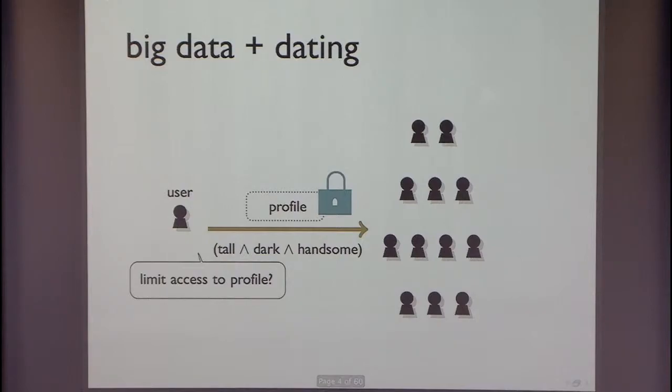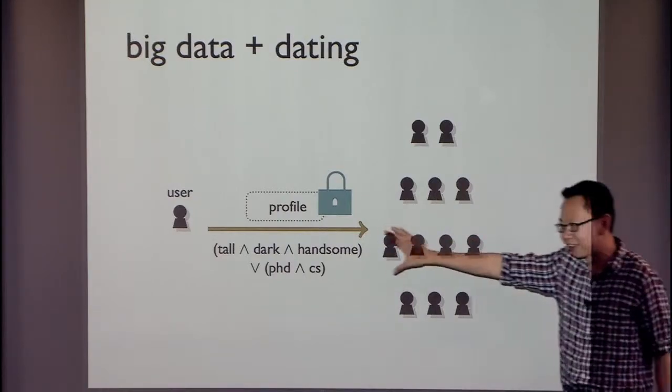So what ABE allows you to do is to encrypt the profile, and it does, in addition, specify an access policy. Think of this as specifying a dating preference, something very mundane like tall, dark, and handsome. But of course, we're among friends here, and people who know better. Really, in the Bay Area, what you want is to look for someone with a PhD in computer science. Right? So ABE allows you to specify a policy like this.